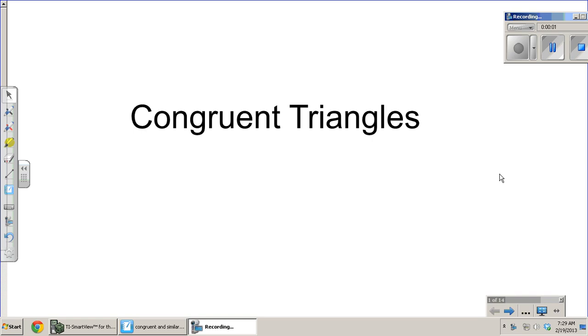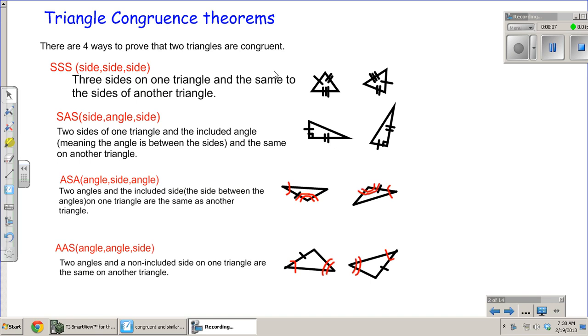Okay, here's a video on congruent triangles. Now, when we're talking about congruent triangles, we're talking about two triangles that are exactly alike. They have the same lengths on the sides and the same three angles. There's four shortcuts or theorems, four ways that we can prove that two triangles are equal.